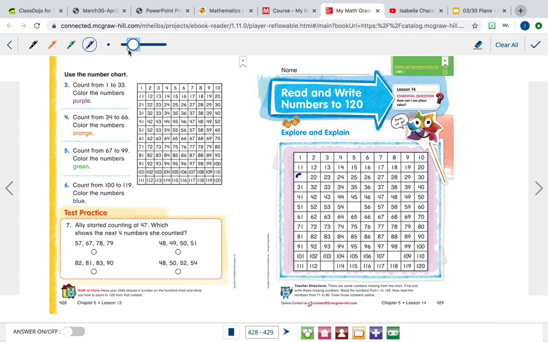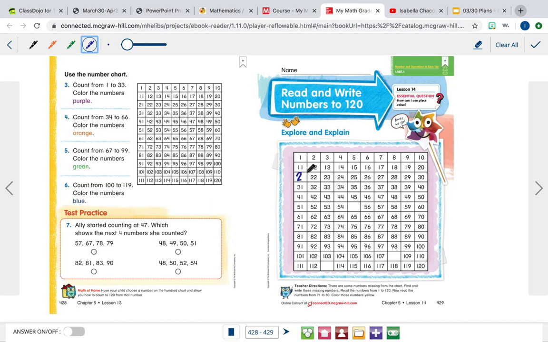Ooh, let's make that font smaller. Let's go right around here. Okay. Sorry, my friends. Okay. So I know that the tens place is going to be a 2.